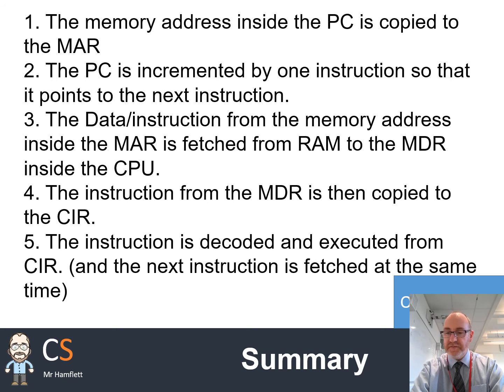So here's a summary of the FDE cycle to hopefully give you a bit more context about how the registers work together. So first of all, the program counter, which stores the address of the next instruction, is copied to the MAR. The program counter is then incremented by one instruction, so it points to the next. The data or instruction from the memory address inside the MAR is fetched from RAM into the MDR inside the CPU. The instruction from the MDR is then copied to the CIR, and finally, the instruction is decoded and executed from the CIR. As that instruction is decoded and executed, the next instruction will be fetched.